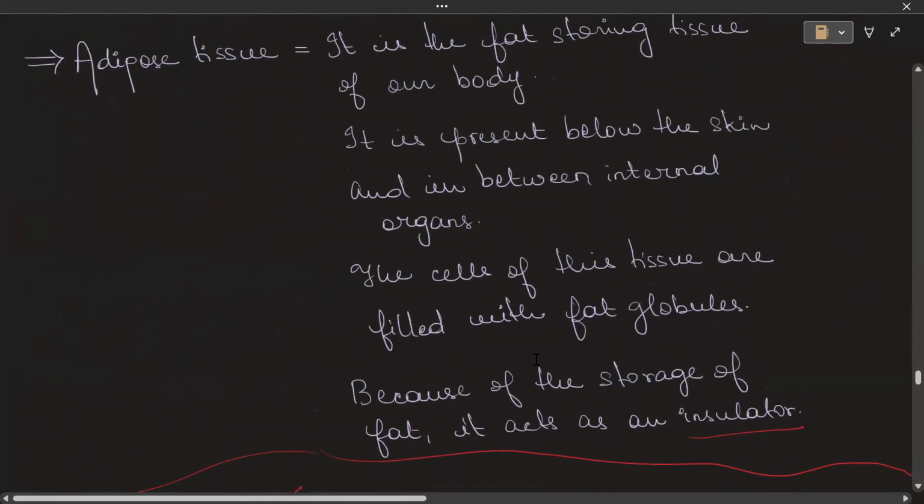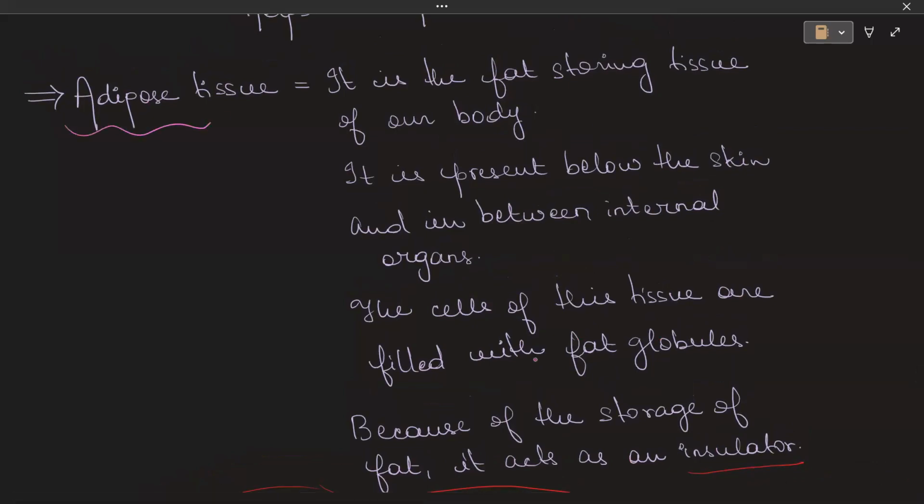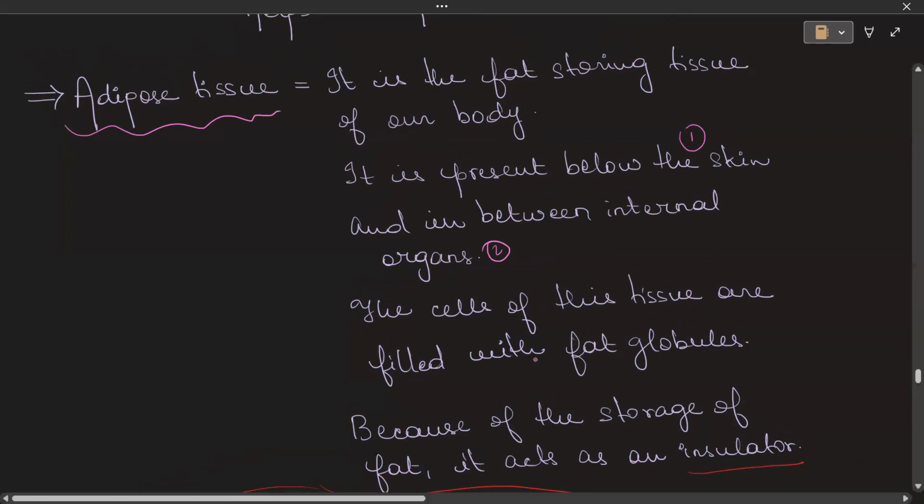Now let us talk about another type of connective tissue, that is adipose tissue. This tissue stores fat. It is the fat storing tissue of our body. The first location is below the skin. And then adipose tissue is present in between the internal organs. So we have got two locations: below the skin, and in between the internal organs. Is it clear to everyone?